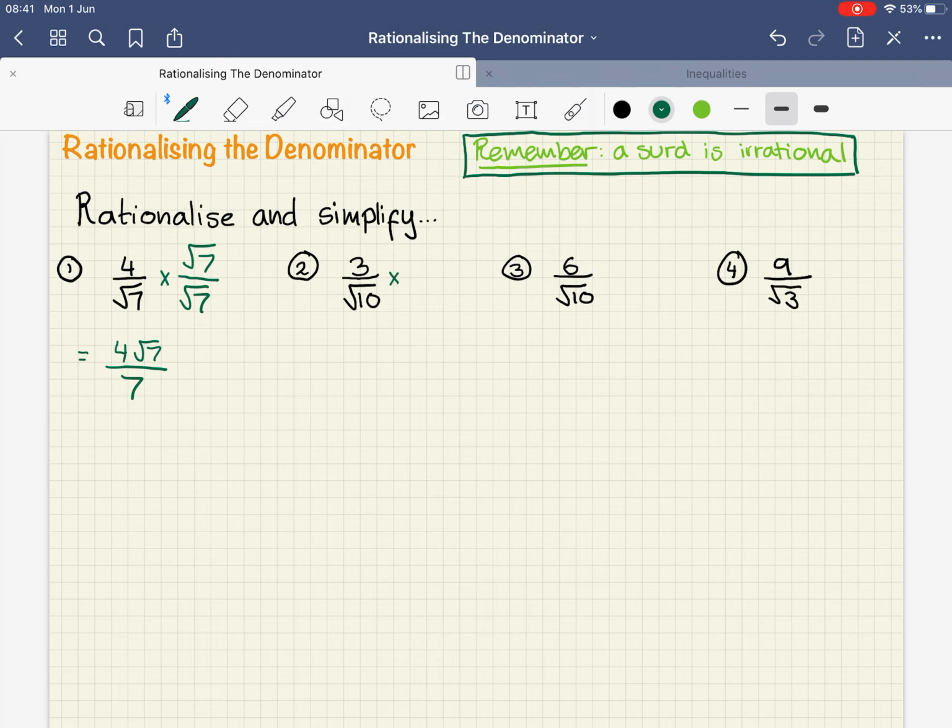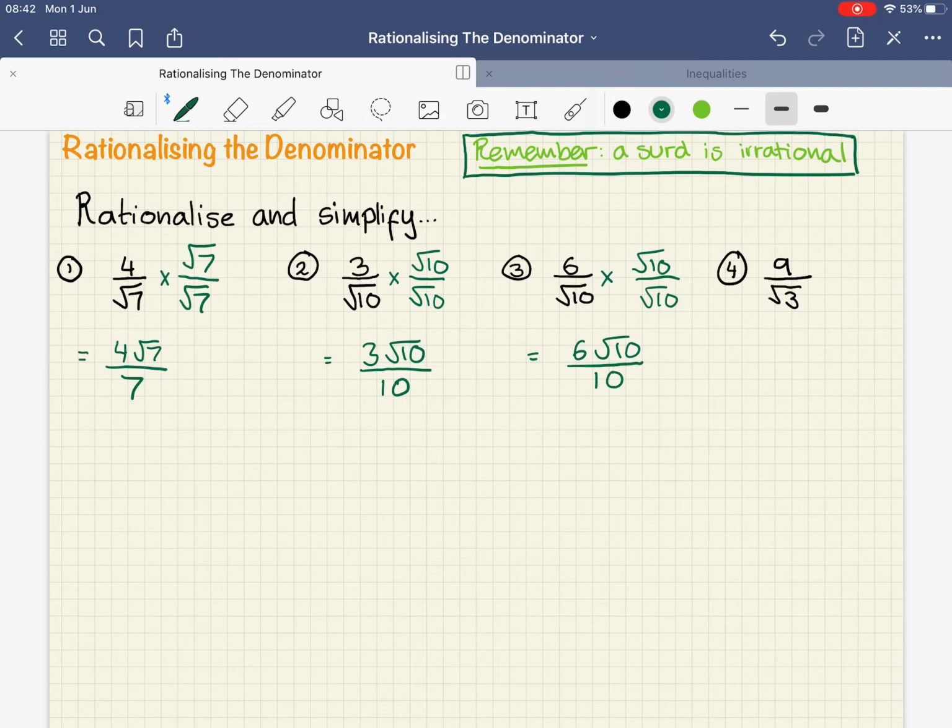So I do the same here. Going to multiply the top and the bottom by that root 10. And so 3 times root 10, that's just going to be 3 root 10. And what will generally happen at the top is, if it is just a normal number, not under a surd, it's just going to be stuck in front of that surd sign. Okay, next one. Going to multiply that by root 10 over root 10 again. So I'm going to have 6 root 10 over 10.